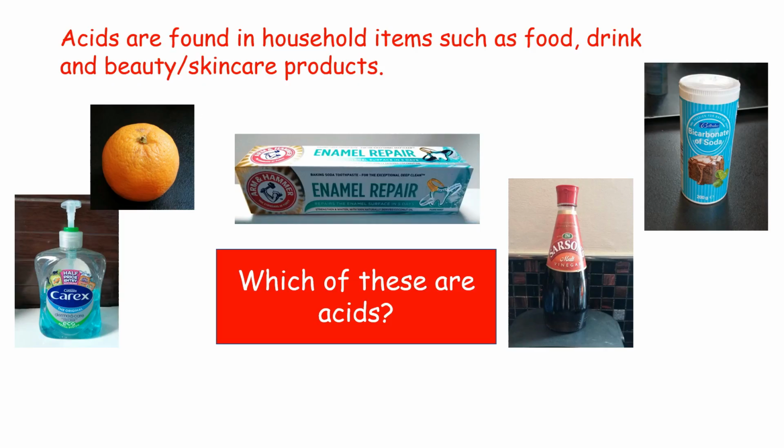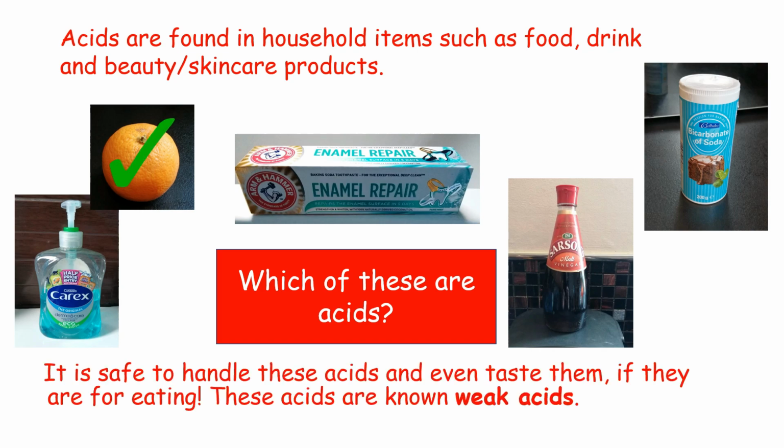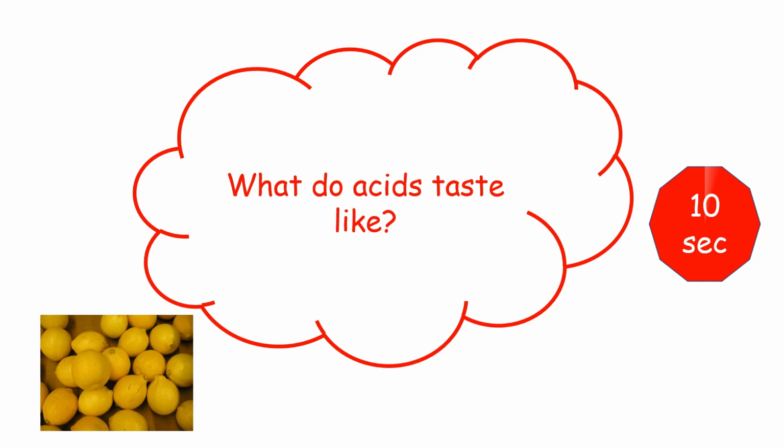Quick game. We have 5 items on view: soap, orange, toothpaste, vinegar and bicarbonate of soda. Which of these do you think are acids? 10 seconds to decide. The correct answers are orange and vinegar. It is safe to handle these acids and even taste them. These are weak acids.